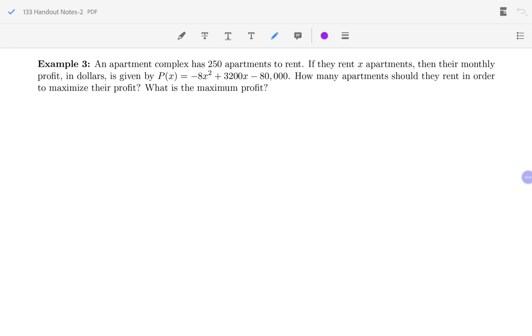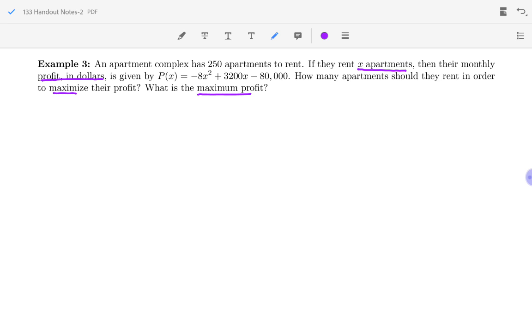An apartment complex has 250 apartments to rent. If they rent x apartments, then their monthly profit in dollars, so we have two units here, x is representing the number of apartments, and their profit is in just regular dollars, is given by this capital P of x.